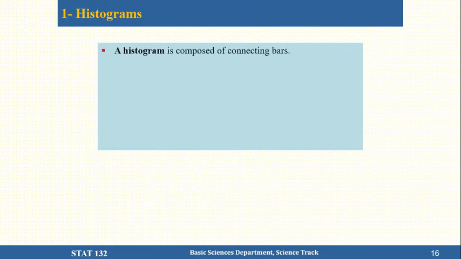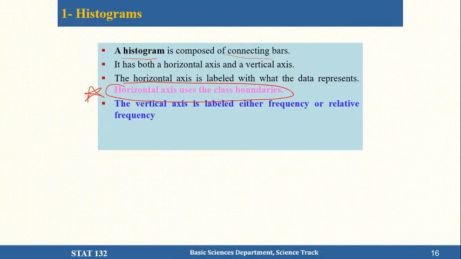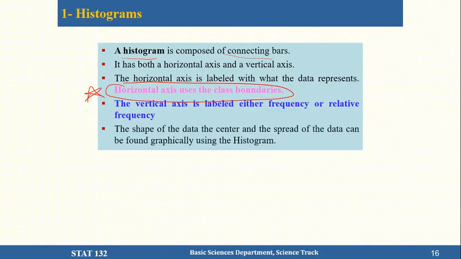Now, we use a histogram for a grouped frequency distribution. A histogram is basically a bar chart, but the bars are connected to each other, and it has a horizontal axis and a vertical axis, and histograms are always vertical. The horizontal axis uses the class boundaries. This is the most important part here. The vertical axis is labeled frequency or relative frequency, and the shape, the center and the spread of the data can be found graphically by using the histogram.